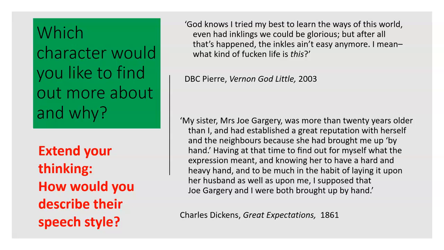To start, I'd like you to pause and read the 2 extracts on this slide. Think about which one interests you most and why. One of them is from the 21st century and one from the 19th century, which makes them very different. It means that one of them is very colloquial and one is formal. Colloquial means informal or slang, more everyday speech, which would be the Vernon God Little extract. The other one is from the 19th century, so it's quite a formal extract. So pause and decide which one you like best and why, and which one would best suit your character.